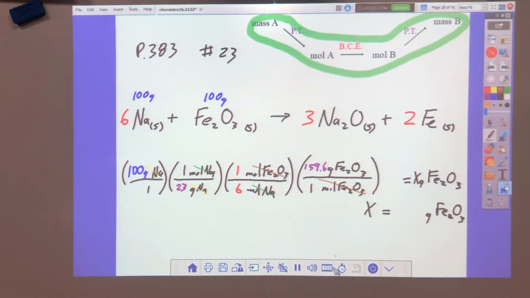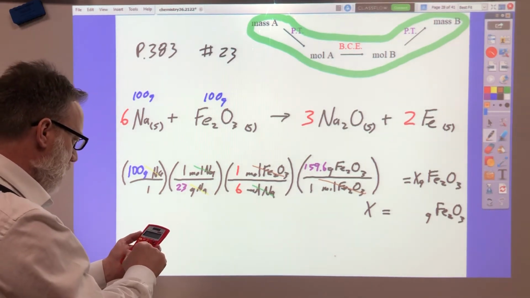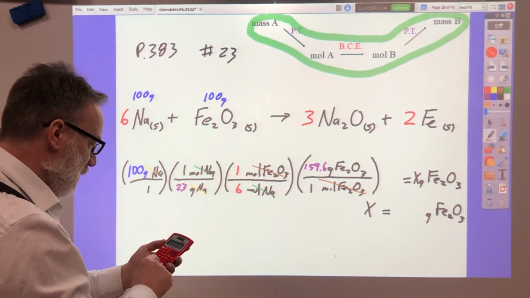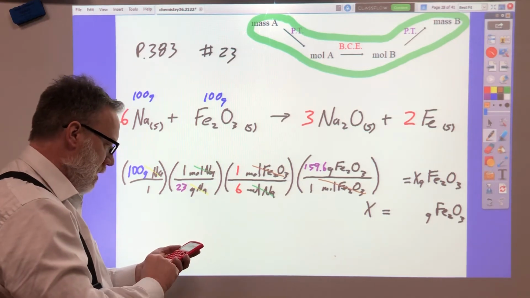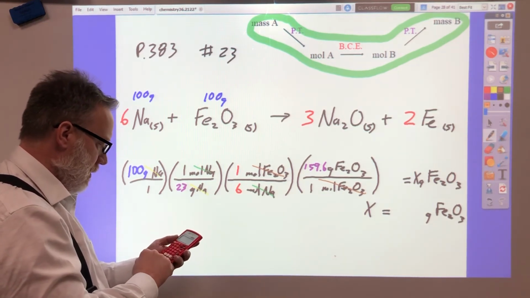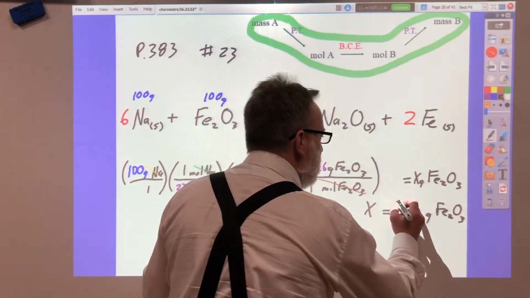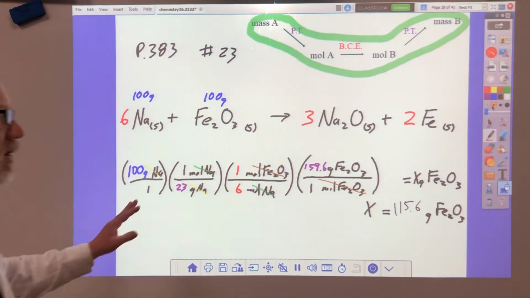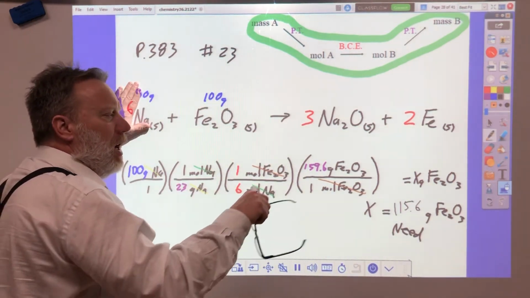So what I'm going to do, okay, here, let me do it this way. Multiply the tops, 159.6 times 100 equals, multiply the bottoms, and then divide. I'm just going to divide twice. And I come up with 115.6 grams. Which means this. Which means this. This is how many grams I need of this. If I use 100 grams of sodium, I need 115.6.